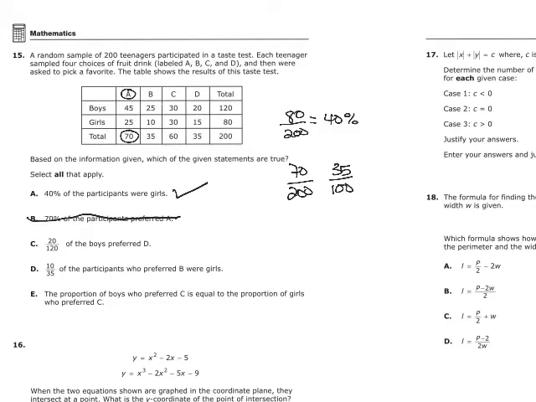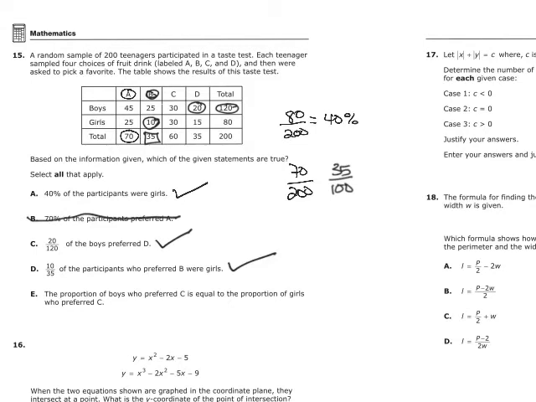How about 20 of the 120 boys preferred D? So here's D, and this is 20 out of 120 boys. So that is true. And then 10 of the 35 participants who preferred B were girls. So here's B, and there's 10 out of the 35 total who were girls. That is also true.